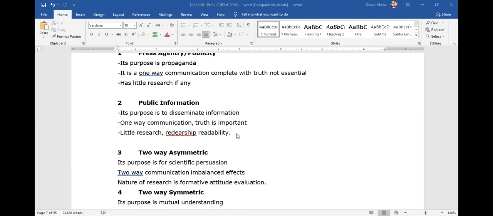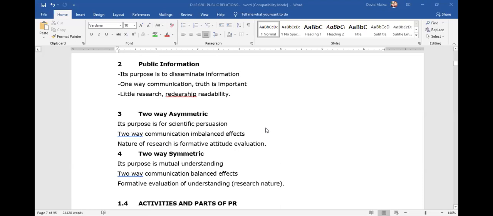Now, it is one-way communication. If the government says something about BBI, it is one-way communication. If they talk about a campaign like the polio campaign that will take place from Sunday or Monday until Wednesday, that is one-way communication. And little research is done, on readership and readability. We can say that little research has been done about that.